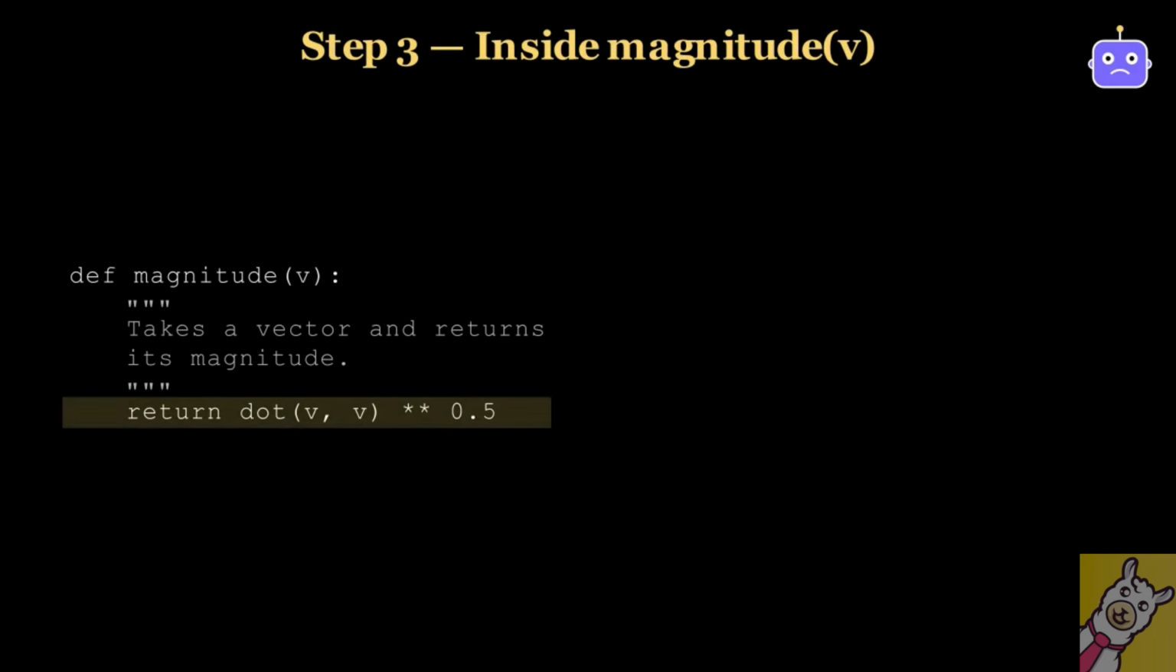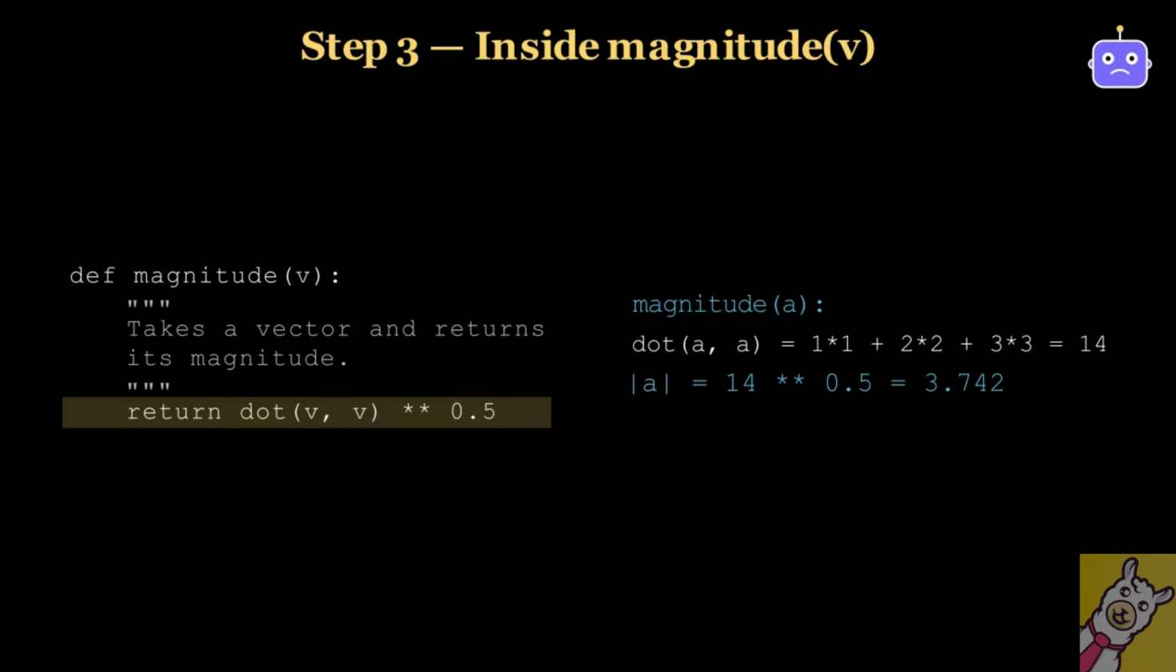The magnitude. Next, we calculate the magnitude of each vector. The magnitude represents the length of a vector. Notice something important in the code. The magnitude function does not implement a completely new calculation. Instead, it reuses our dot product function. For vector A, we calculate dot A of A. That gives us 1 times 1 plus 2 times 2 plus 3 times 3. The result is 14. Then we take the square root of 14, giving approximately 3.742.